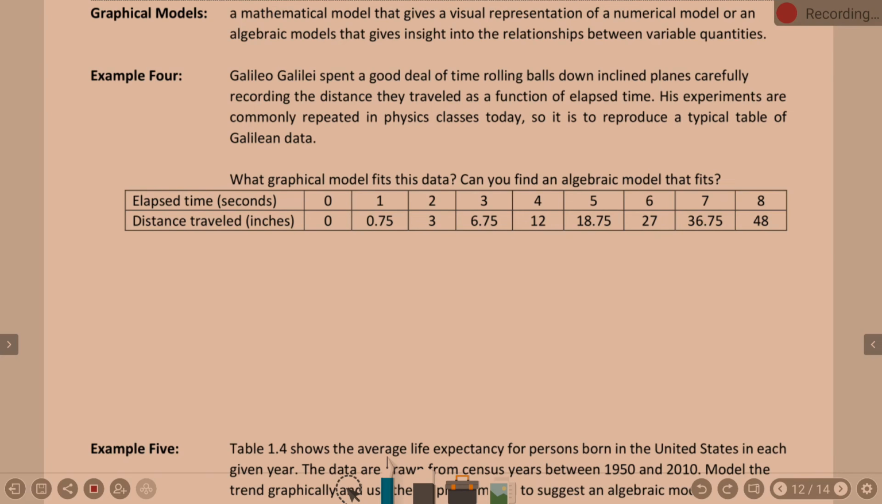Now, the graphical model. Let's start there. As we talk about a graphical model, I basically am trying to ask you, what does this graph look like? What's the shape of this graph? Rectangle.